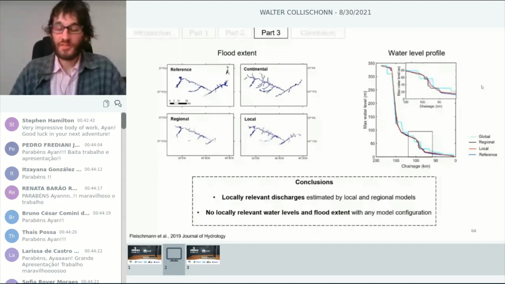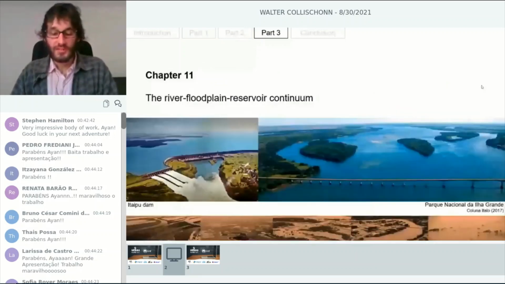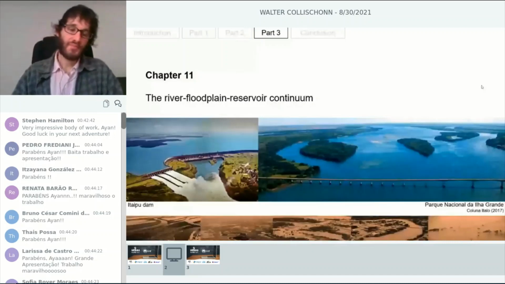And indeed, there are great opportunities to do that. The forthcoming satellite missions oriented to hydrology will provide many important data sets that will help us improve these models. So this was the conclusion related to current model capabilities. And then the last chapter of part 3 talks about the river floodplain reservoir continuum.